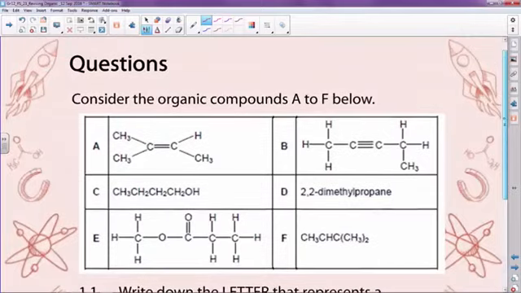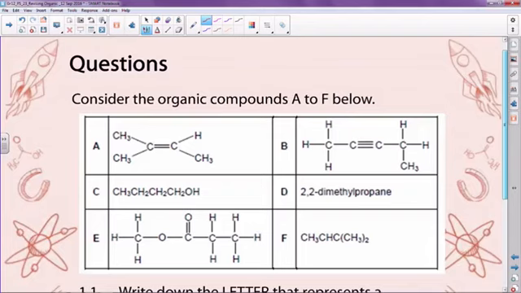So we don't look at the question, we look at the table. And as soon as we see a table like this in question 1, I know it's going to be about naming, functional groups, all of that sort of stuff. So we go through each compound and we make decisions about it.